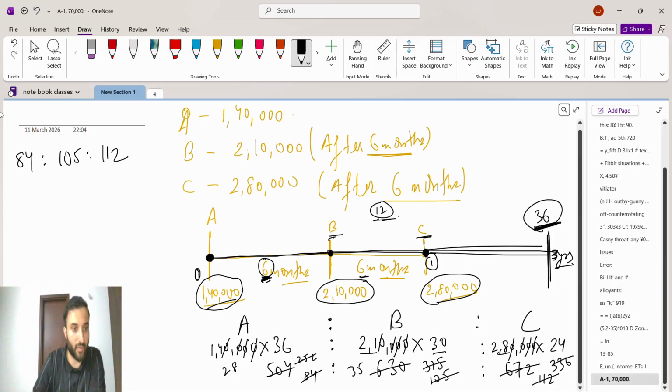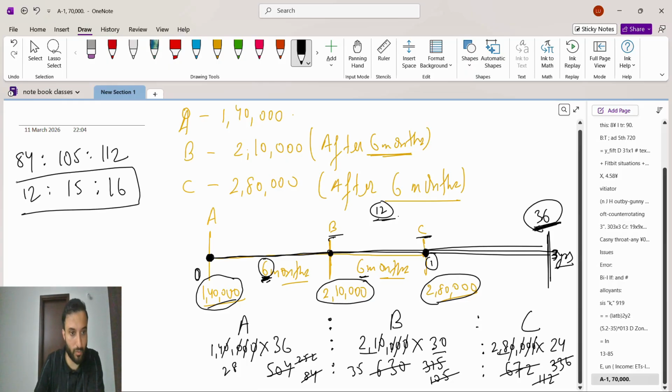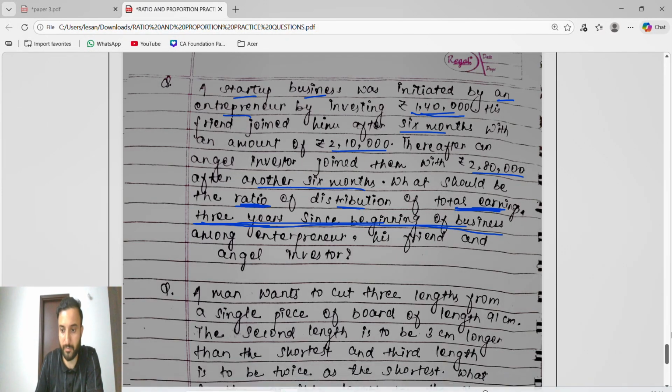See, 7, it will divide by 7. So 84 divided by 7, 12. 105 divided by 7, 15. 112 divided by 7, 16. Yes, the correct answer is 12 is to 15 is to 16. This is the correct answer. Important also, guys.